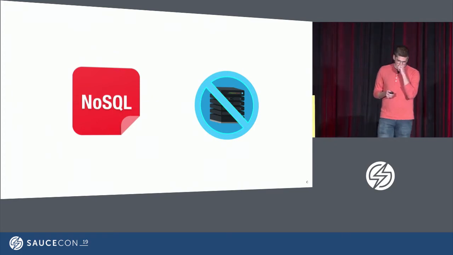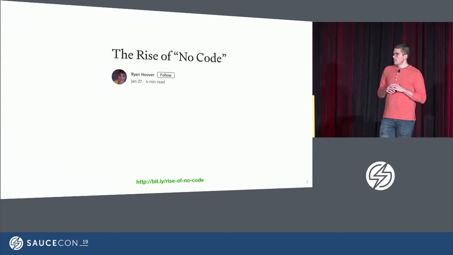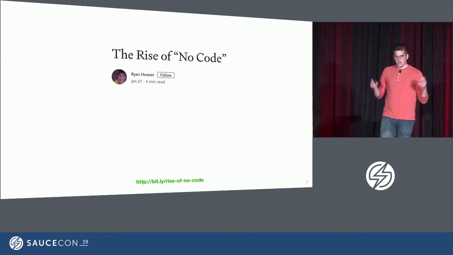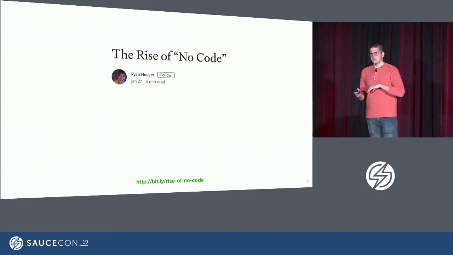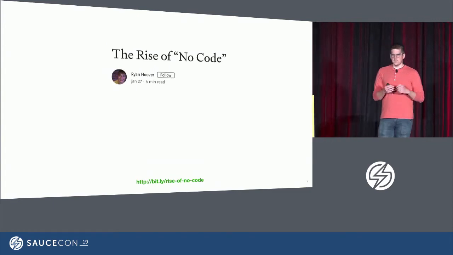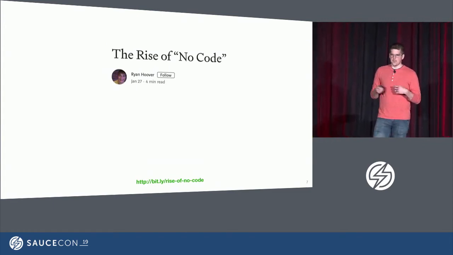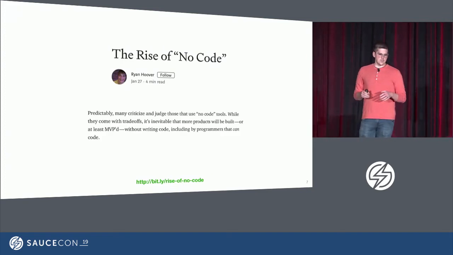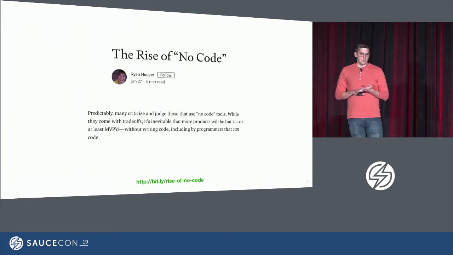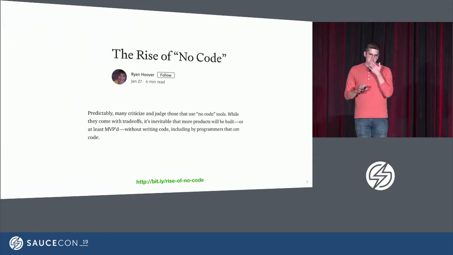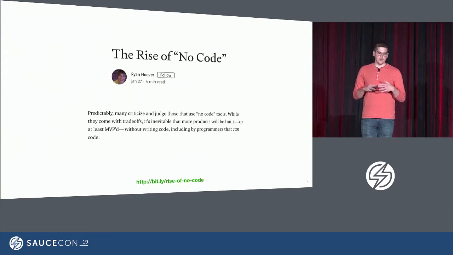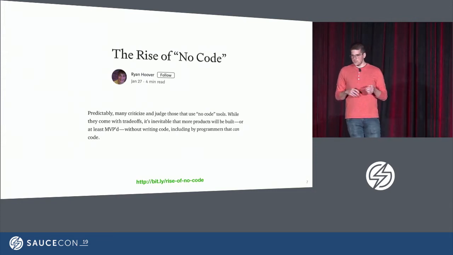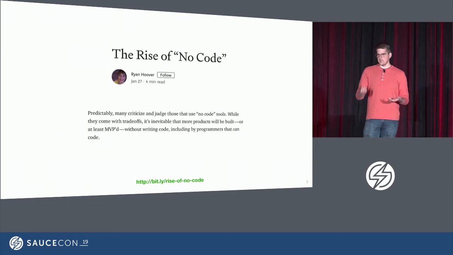And so another piece of context, there was this blog post from the creator of Product Hunt. It was posted earlier this year, where he talks about the rise of no code. And he's talking about it from the perspective of developing products with software development solutions that are codeless, not test automation. But I think that this is a helpful example. He has this quote. He says, "Predictably, many criticize and judge those that use no-code tools. And while they come with trade-offs, it's inevitable that more products will be built or at least MVP'd without writing code, including by programmers that can code." And so I posit the same thing can be said for test automation.